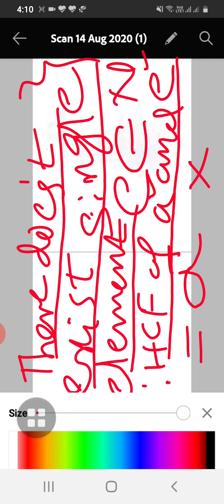You have to write all these points in your notebook. There does not exist a single element E. There is no element which satisfies this property. Therefore, there is no identity element for this. Write down the whole solution in your notebooks neatly, and we shall consider some more examples in the next video.